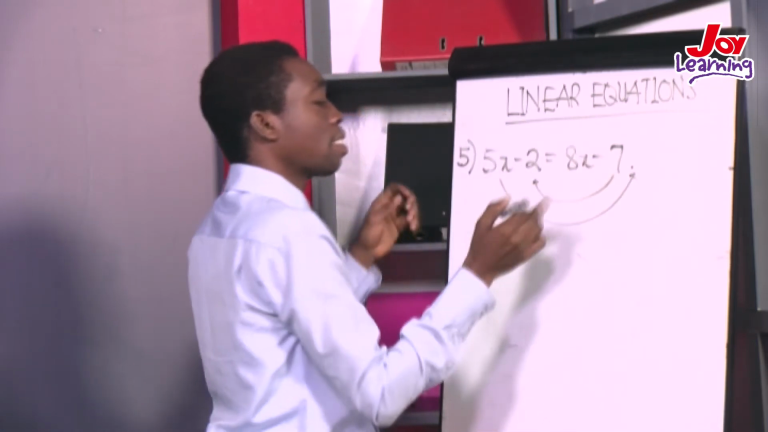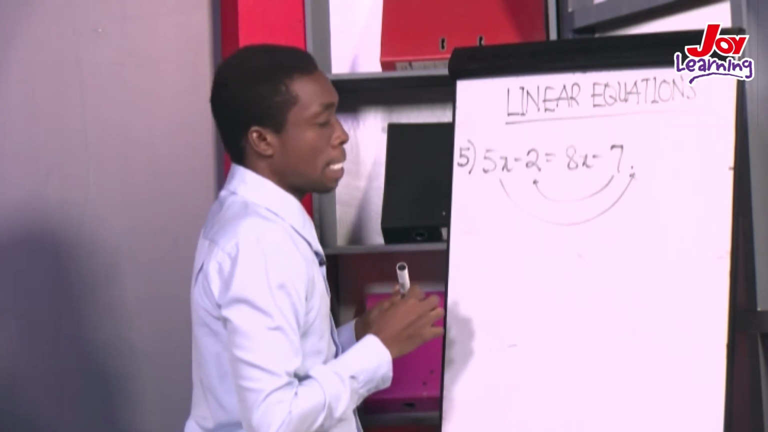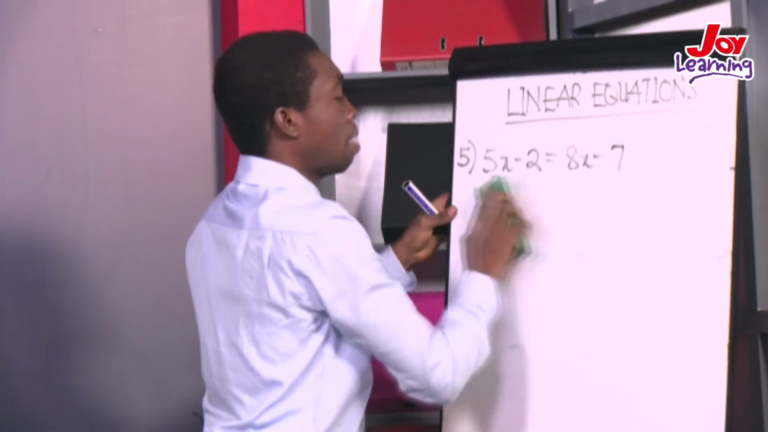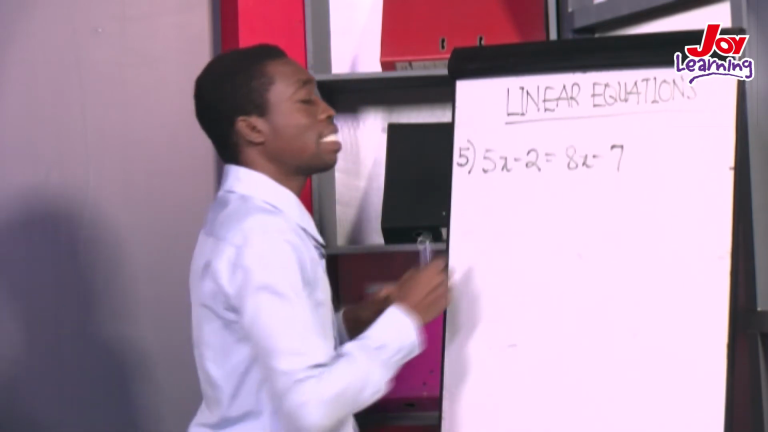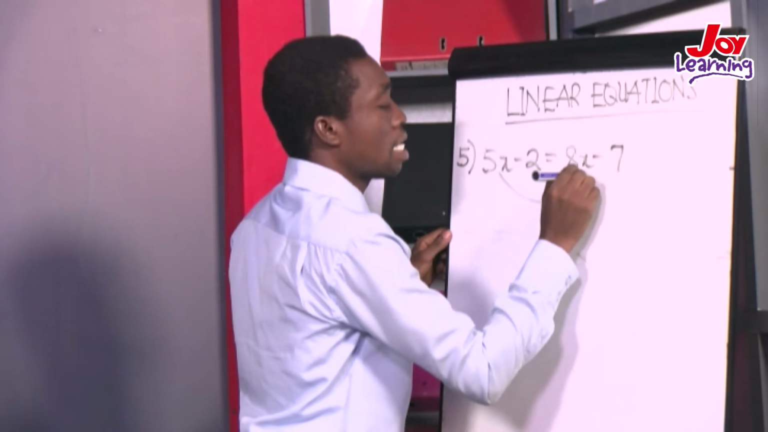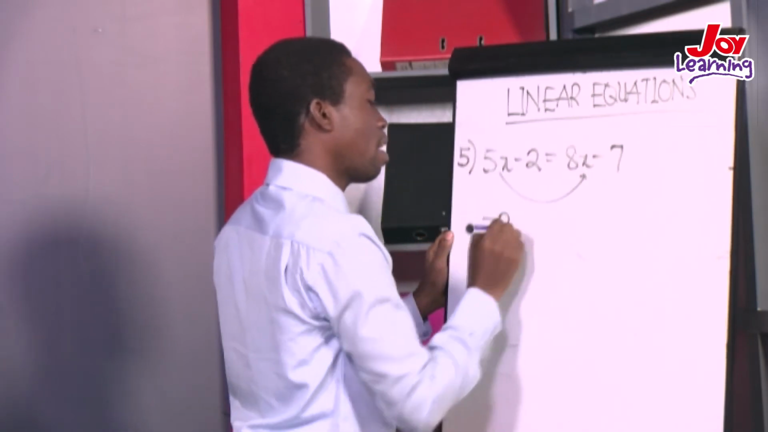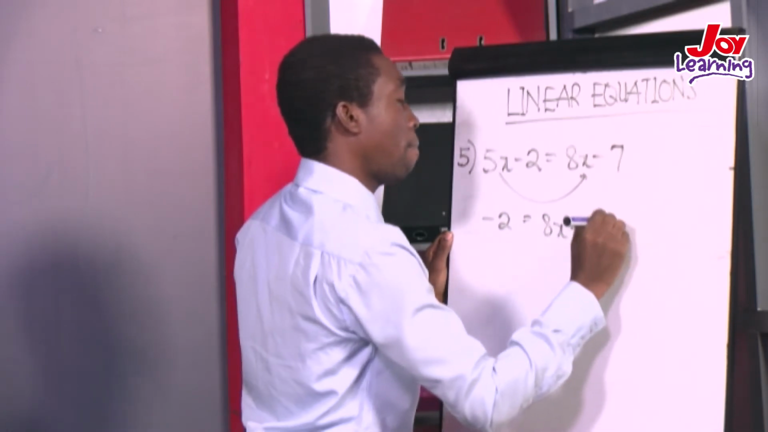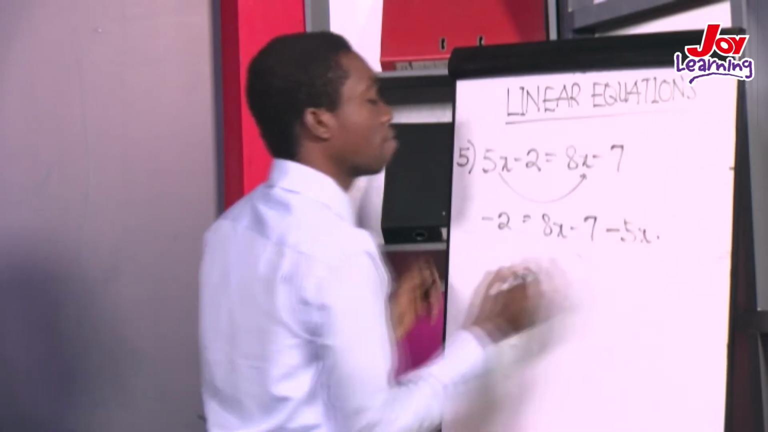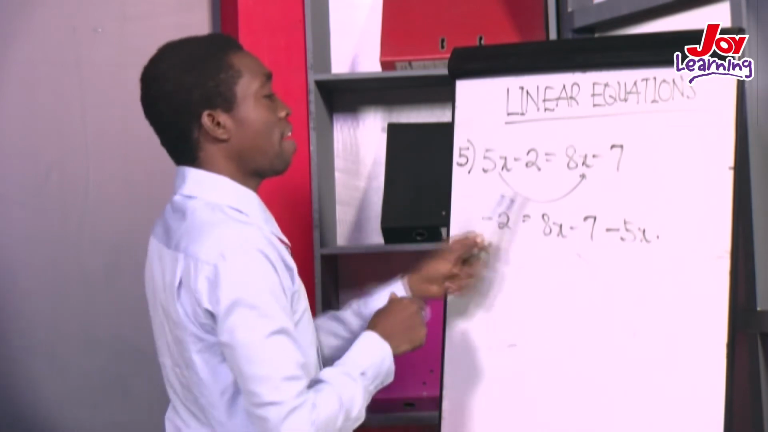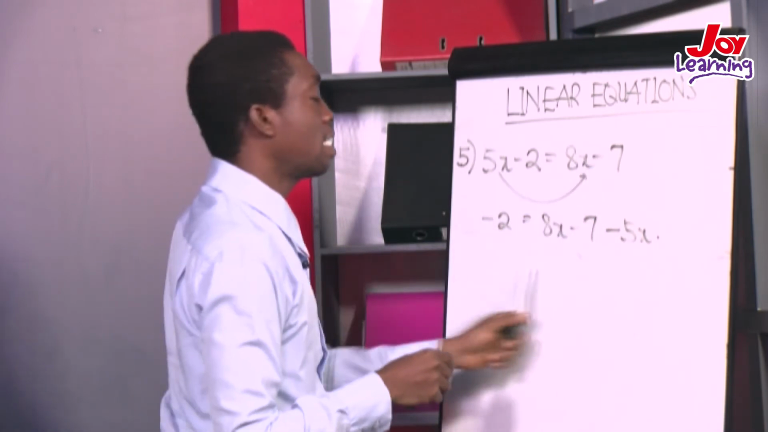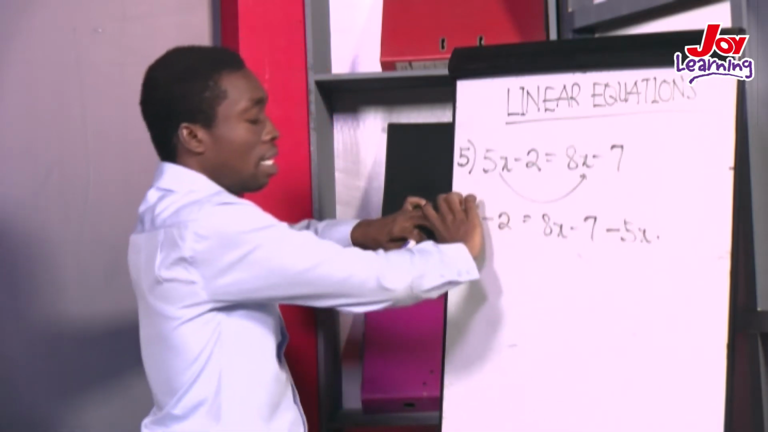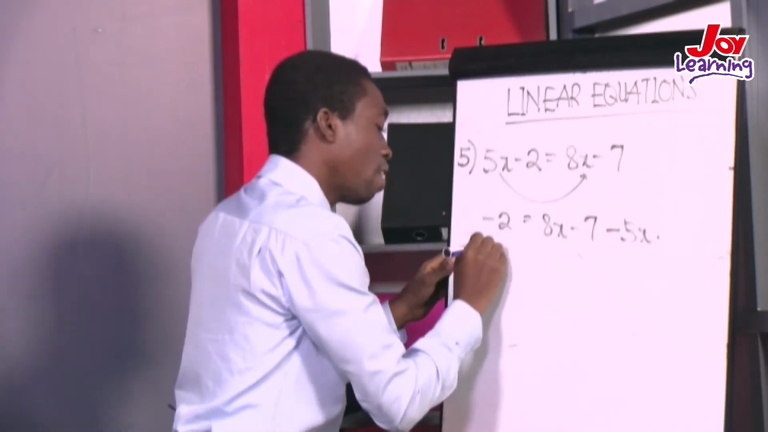So this time around we will do it concurrently. Let's just do it slowly so that we have everyone catching up. So let's send the 5x to the side. We have negative 2 over here equal to what? 8x minus 7, then minus 5x. So this is what we have. You send the 5x to the side. Now it's time to send negative 7 to the side, because we want all the x's to be on one side and all the constants to be on one side. So we have negative 2 over here already.